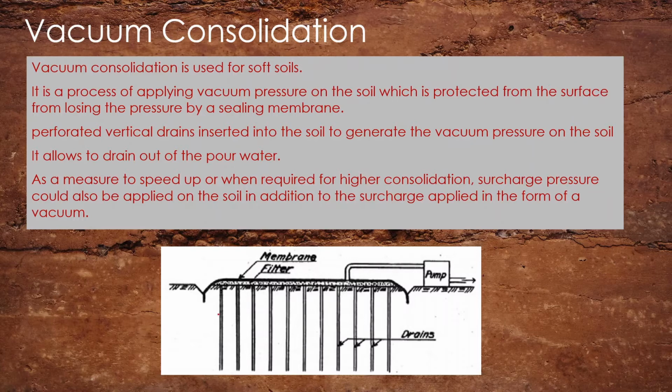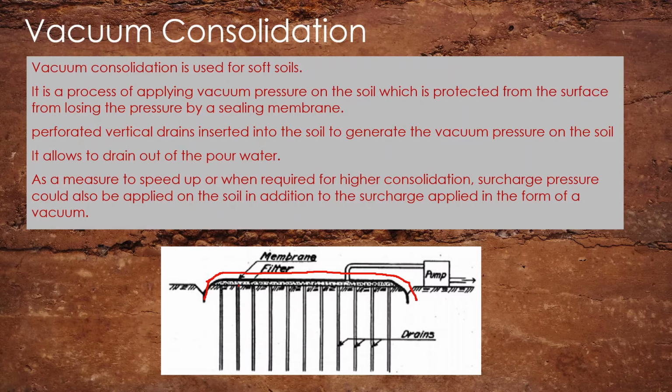layer. So there is a protection, the membrane. You call it the membrane. Otherwise, the vacuum pressure will be lost. If you apply the vacuum, then the air will come in and the vacuum pressure will be released. So you have to protect the soil top layer by a membrane. Then you can put in the drains and then apply the vacuum pressure.